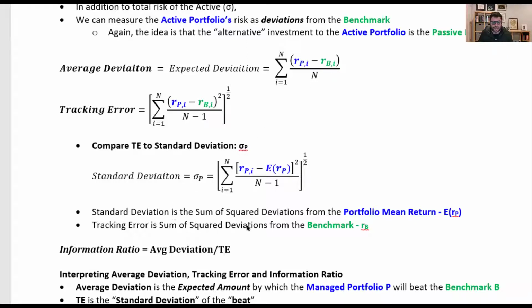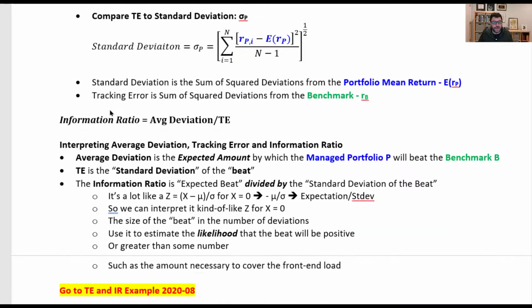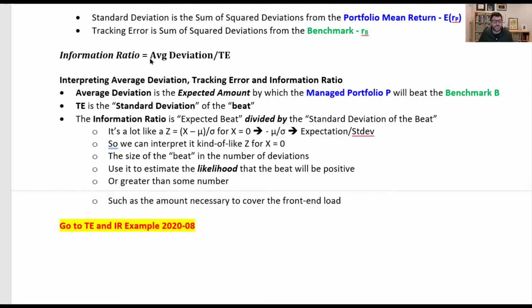So again, the standard deviation is the sum of the squared deviations from the portfolio's mean return, and the tracking error is the sum of the squared deviations from the benchmark. Note that the units are the same in both, meaning this is returns squared and then square root, so this is just returns again, and the same thing here. And so my average deviation is in return, and my tracking error is in return. Therefore, I can compute the information ratio, because I have the same units, as the average deviation relative to the tracking error. This gives me a relative size of how much I expect the active to beat the passive, divided by how volatile the active has been relative to the passive.